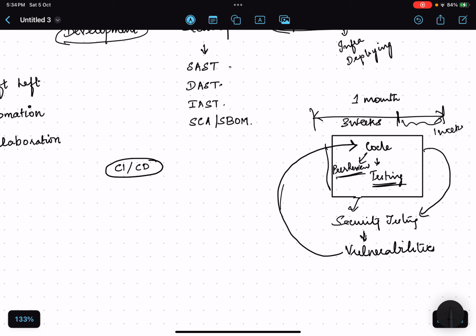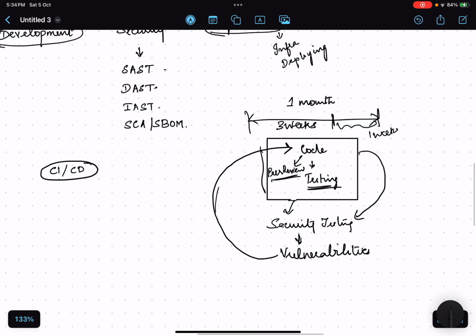But now, since the security testing is happening and vulnerabilities are getting identified and code level changes are also happening, the project will not get delivered within the specified timeline. Let's say if it is 1 month, there have been scenarios where it gets extended to more than 1 month, or by 1 week or so on.